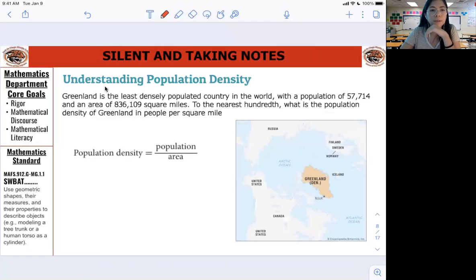Now let's take a look at this problem. Greenland is the least densely populated country in the world, with a population of 57,714 and an area of 836,109 square miles. To the nearest hundredth, what is the population density of Greenland in people per square mile? So this is very, very simple. We already know the formula, population over area. So the population density.